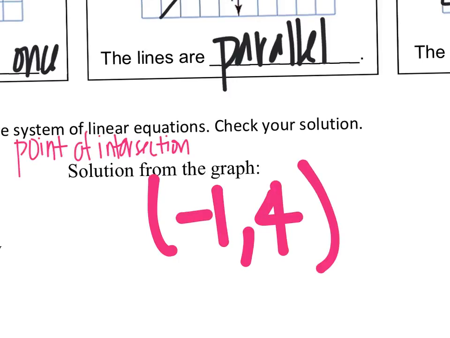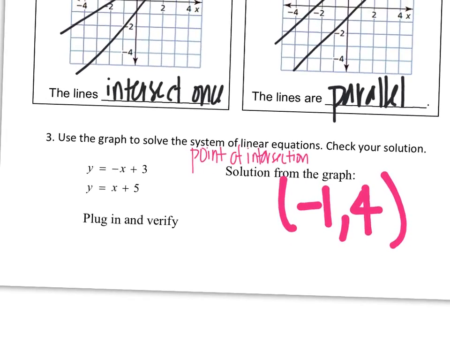So that was supposed to be my answer. Well, the rest of this problem tells me I need to verify this. That means I need to plug it in. So that goes back to what we did earlier, where we plugged in a number for x and we plugged in a number for y. So in this case, my x is going to be -1. So every time I have an x, I'm going to plug in a -1 there. And my y is 4. So every time I see a y, I'm going to plug in 4.